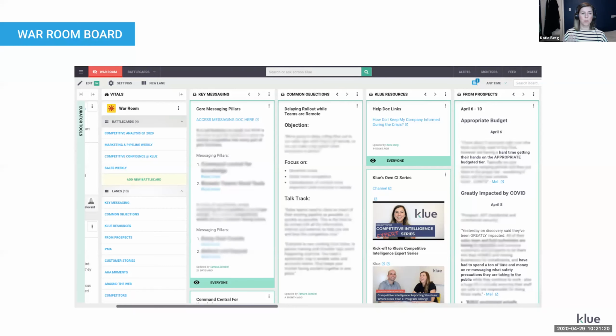So we have a prospect lane, and then we also have a customer lane. And what we're doing every week is grabbing stories that we're hearing about prospects or customers and grouping them into one card per week to help us track over time what we're hearing week over week from our prospects or even from our customers, and how that is changing over time.